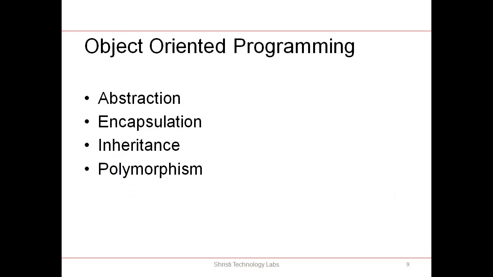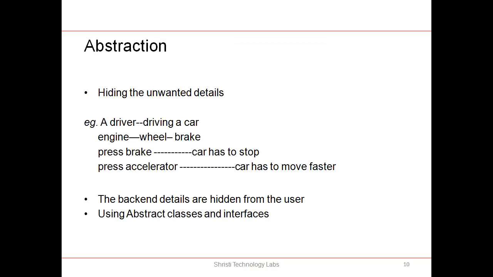Next, we will move on to object-oriented programming concepts. The four main concepts of object-oriented programming are abstraction, encapsulation, inheritance, and polymorphism. What is abstraction? Hiding the unwanted details.